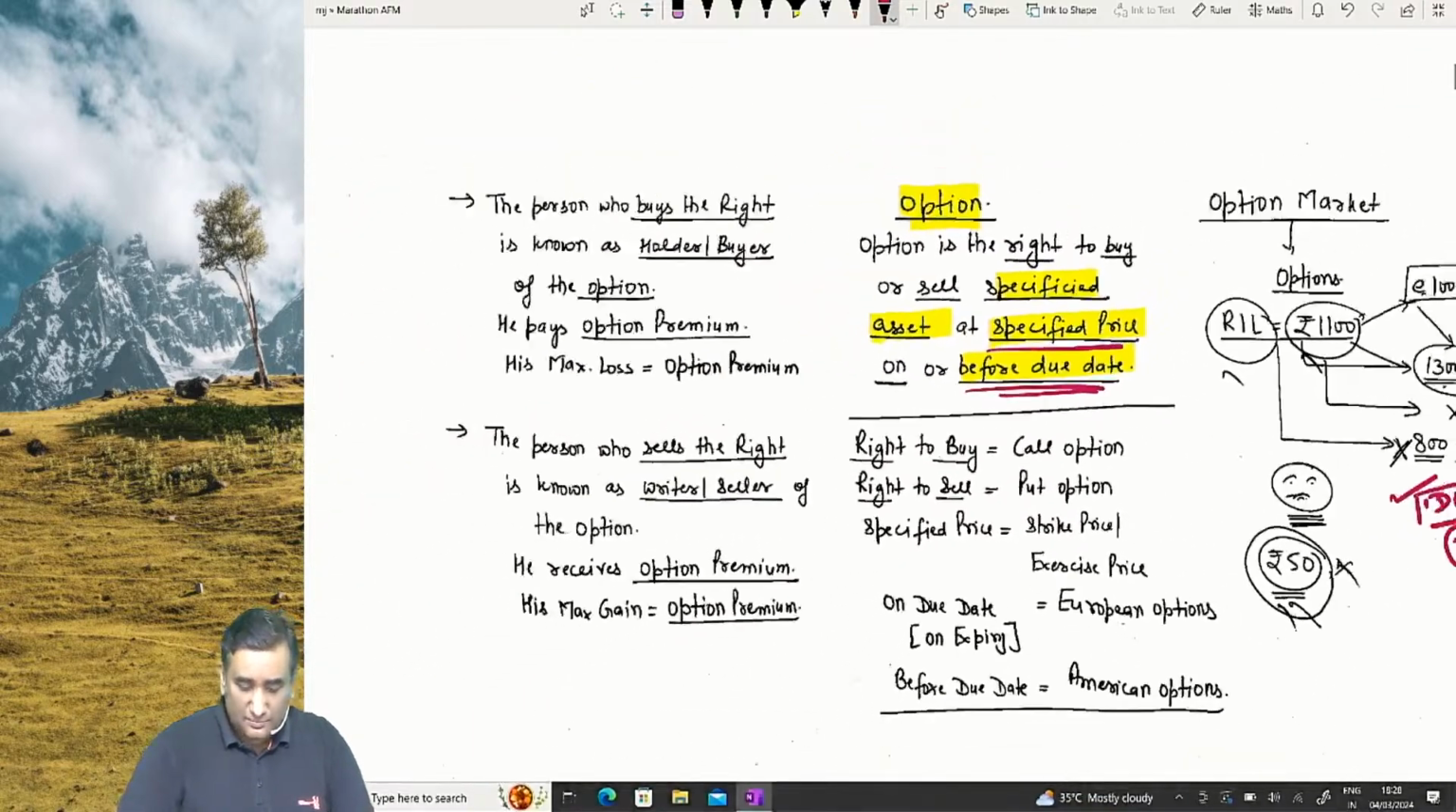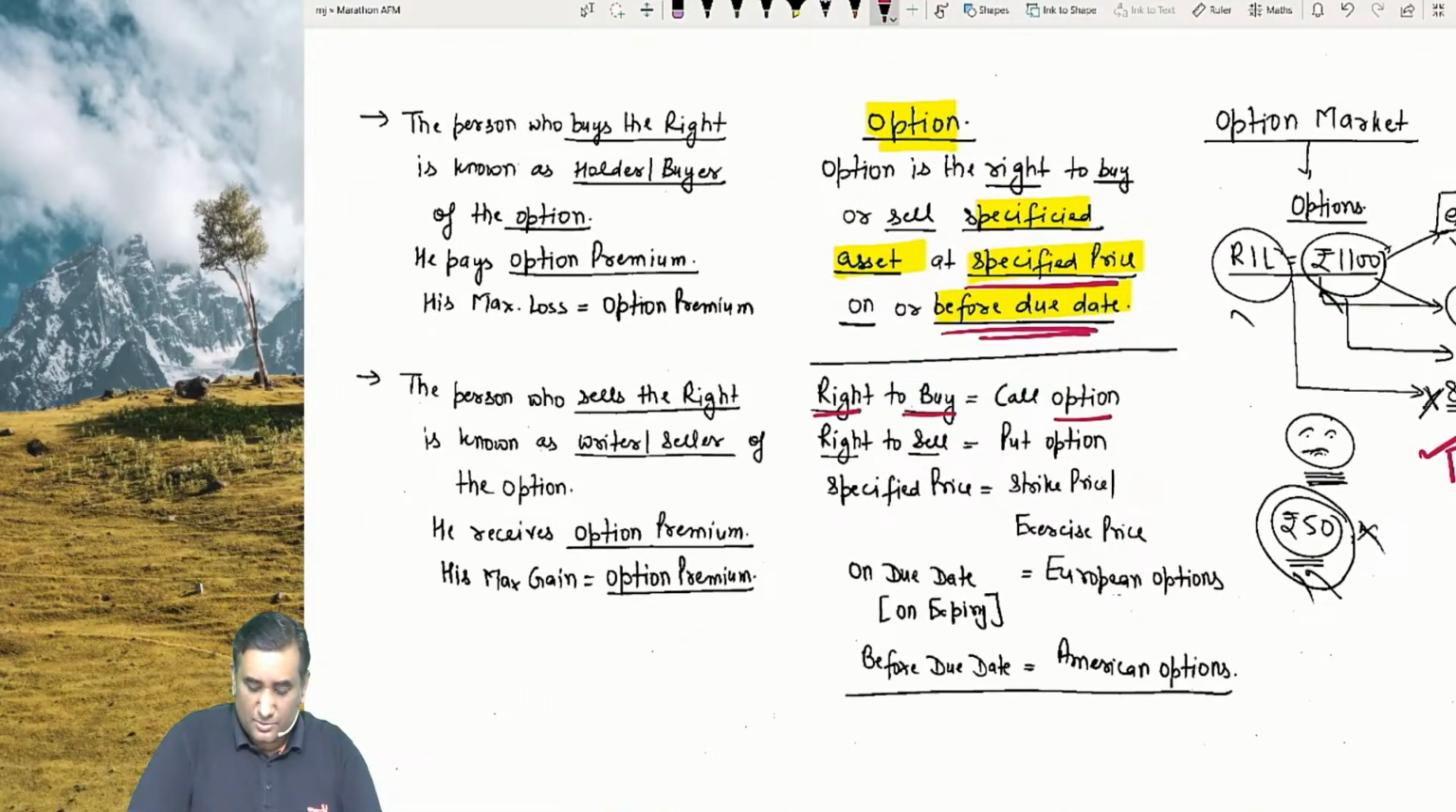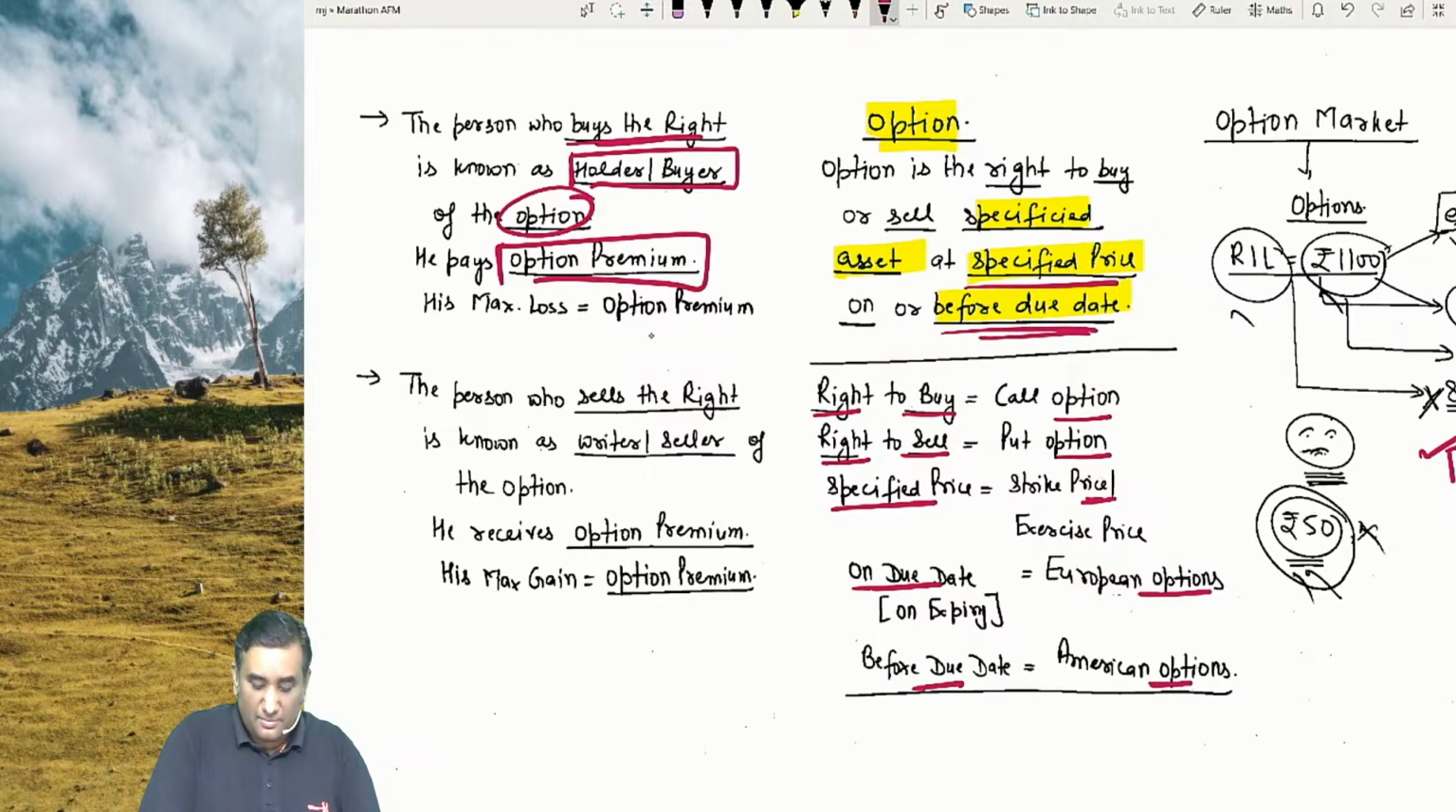When we say option, it's a right to buy. Right to buy is a call option. Right to sell is a put option. The rate at which the betting is done is known as the strike price. On due date, European options; before due date, American options. The person who buys the right is known as a holder or buyer of the option. He pays the option premium. His maximum loss is the option premium. He'll not lose more than it.